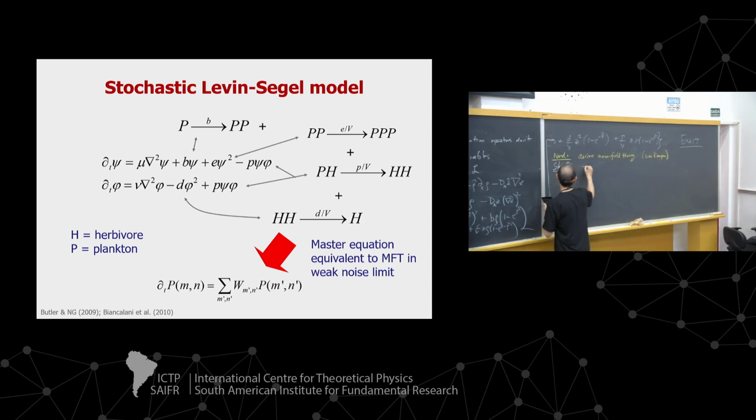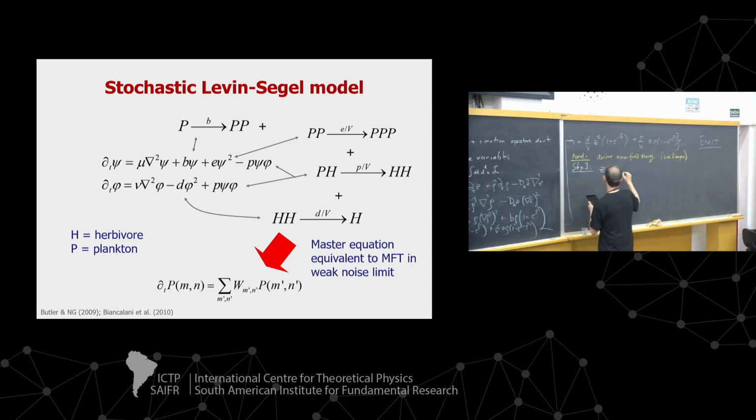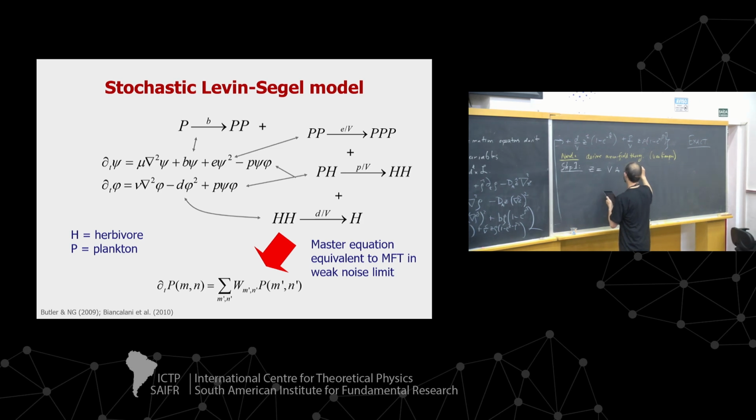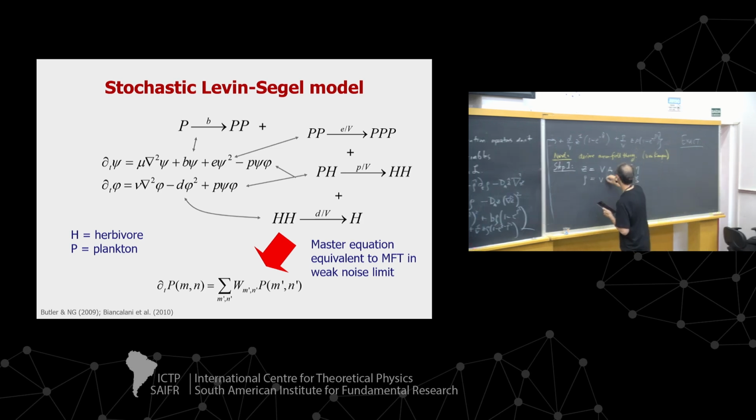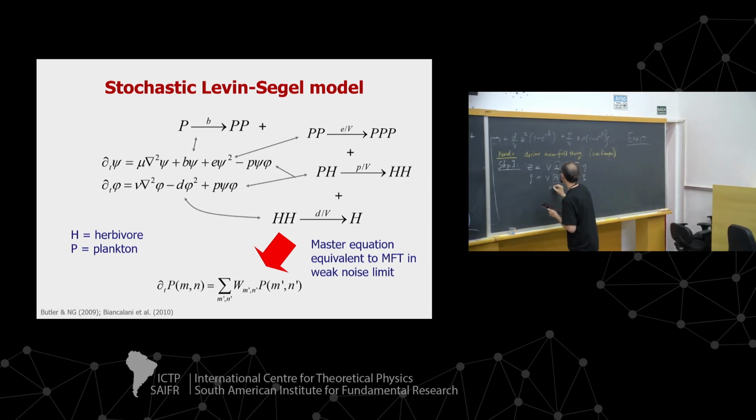Let's define z as equal to v times a plus the square root of v times eta. Rho is equal to v b plus the square root of v times psi. So these are going to be the mean field values. And these variables here, psi and eta, for the predator and prey, are the fluctuations.